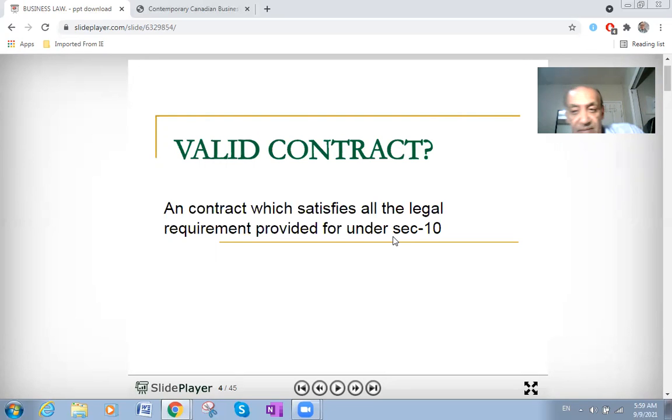Some contracts are not valid, for example trafficking, child trafficking, or trading in weed without government permission here, or trading in weed in any other place in the world. These are all not valid contracts. If a contract includes things like slavery work, this is also not valid. If the contract includes points that are impossible to be done by human nature, this is also a non-valid contract. So a valid contract satisfies all the legal requirements provided under Section 10.